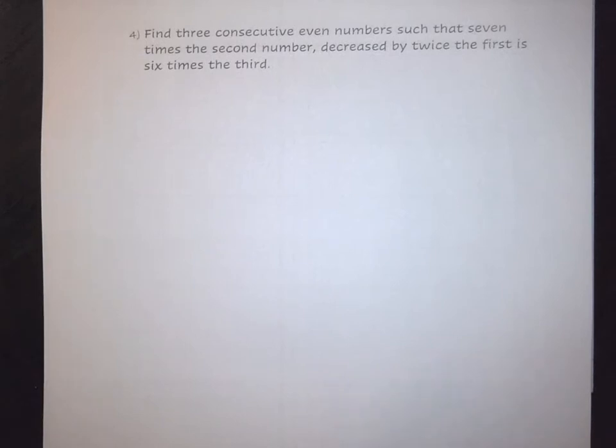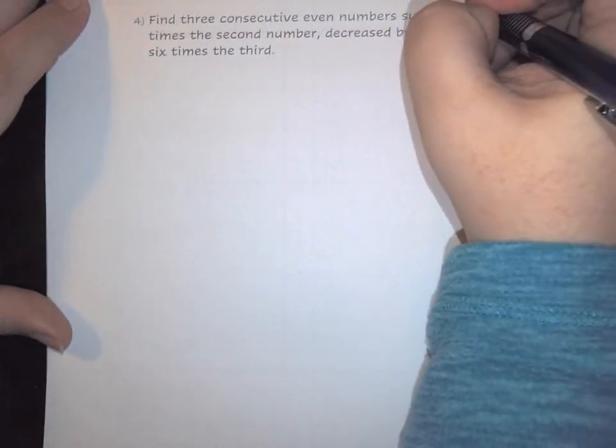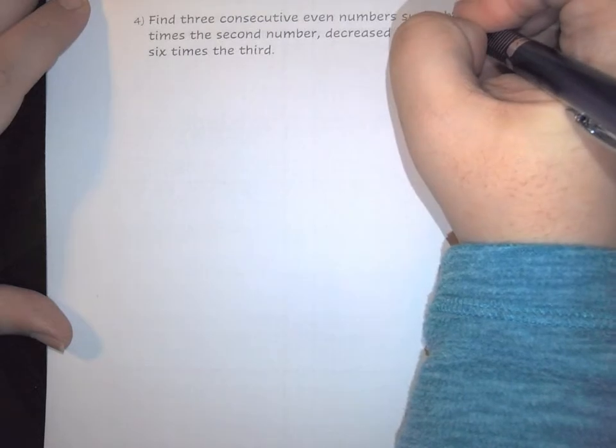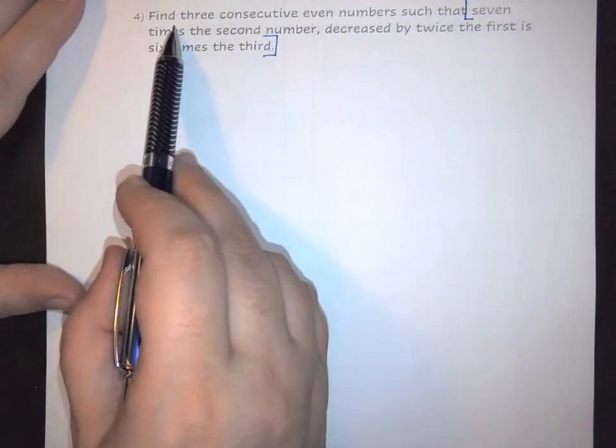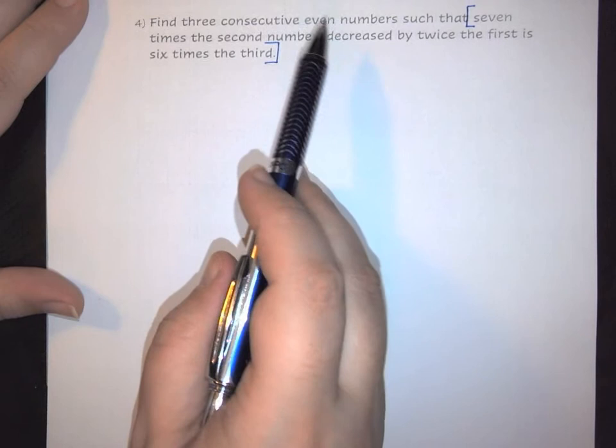In this problem, we are looking for 3 consecutive even numbers such that the following occurs. So right here is going to be our setup sentence. Okay, so 3 consecutive even numbers.